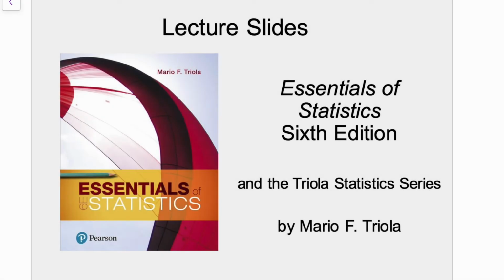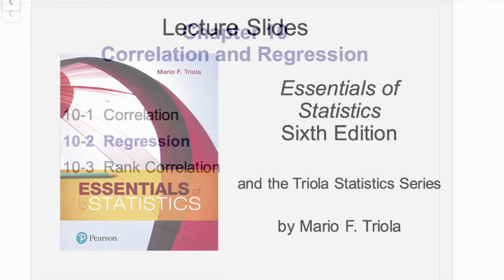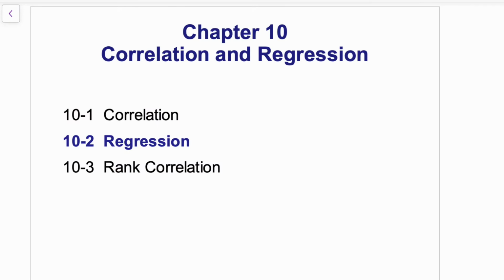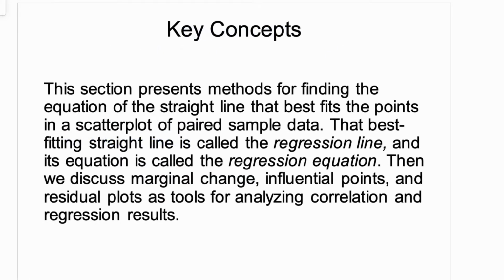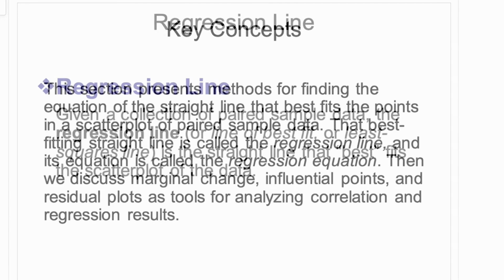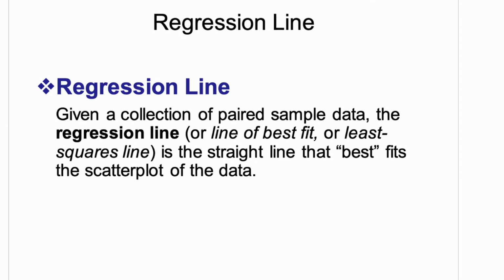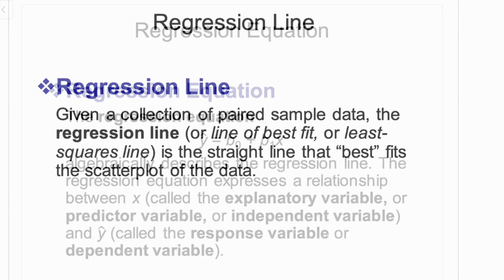In this video, we will finish Chapter 10. We're going to cover Section 2, Finding a Regression Line. The key concept of this section will be taking data from a paired matched set and coming up with the equation of a line. The equation of this line we call the regression line. It is the straight line that best fits our data.